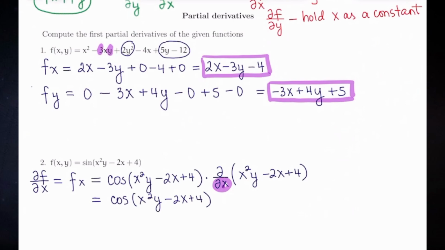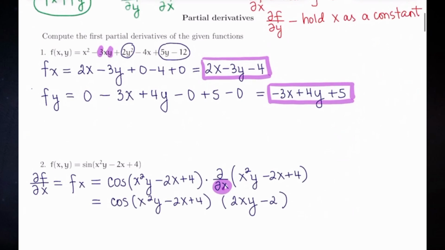What do we get here? y is a constant. So this becomes 2xy, and then minus 2. And of course, the derivative of 4 is 0. So that's our answer here. 2xy minus 2 times cosine of x squared y minus 2x plus 4. If you'd like to rewrite it in a different order, that's fine. But that is the first partial with respect to x.